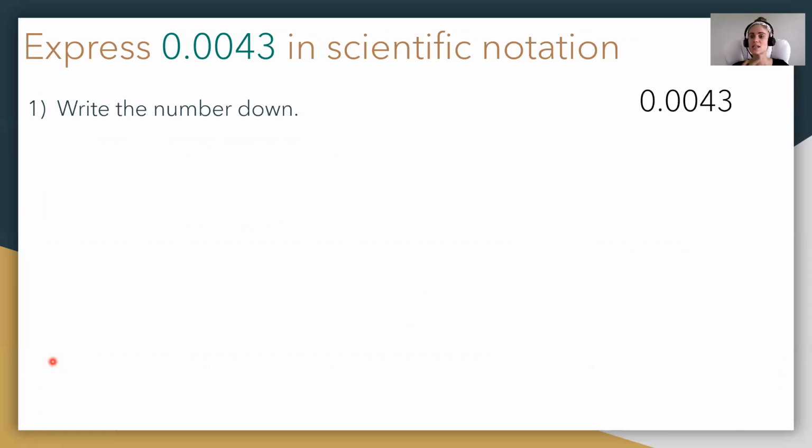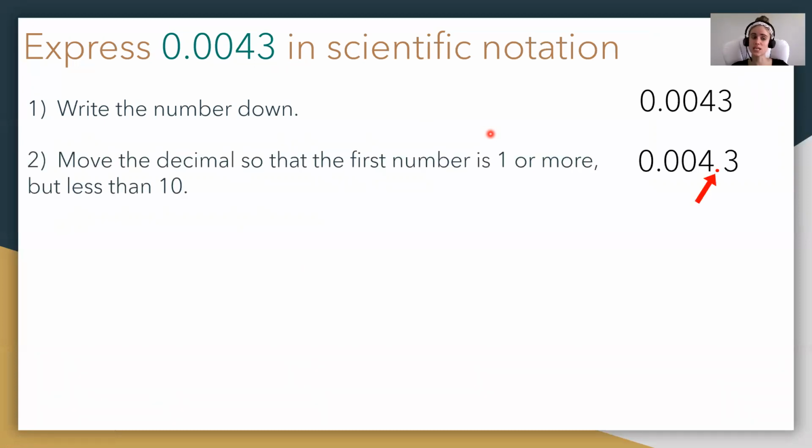All right, let's try another one. This time, let's express 0.43 millionths in scientific notation. So now we're going to take a really, really small number, in value, of course, not in length, and rewrite it into scientific notation. This time, I just need to write the number down, because when we have numbers written in decimal format like this, we don't have commas. So there's no comma to take out. We just need to write it down.